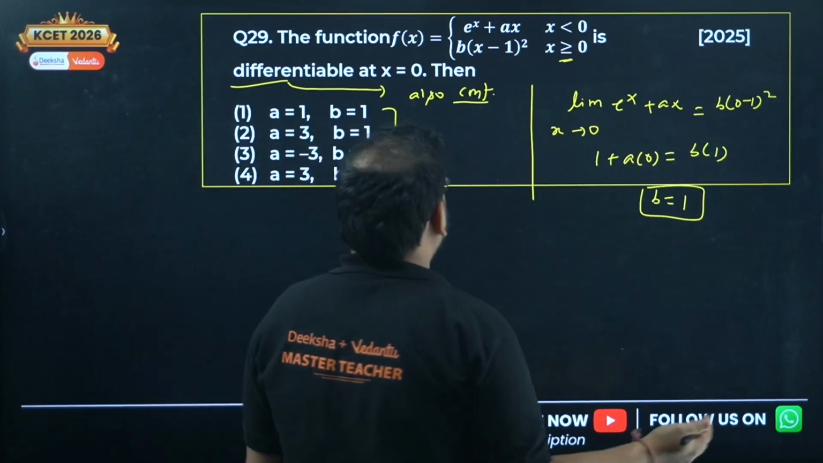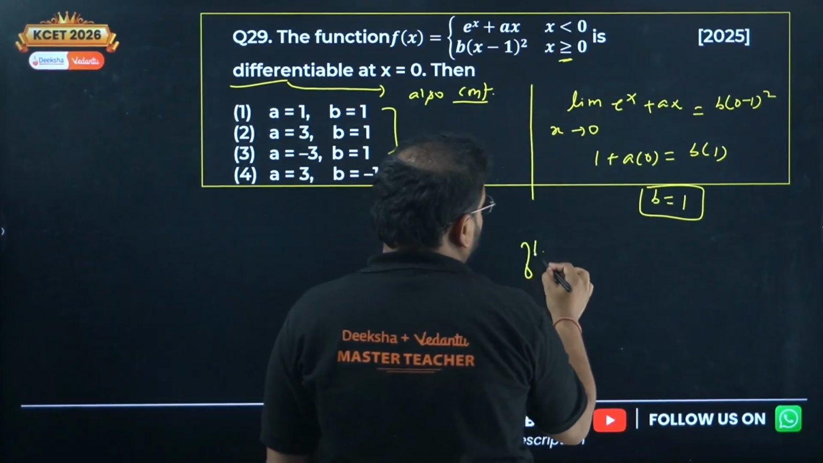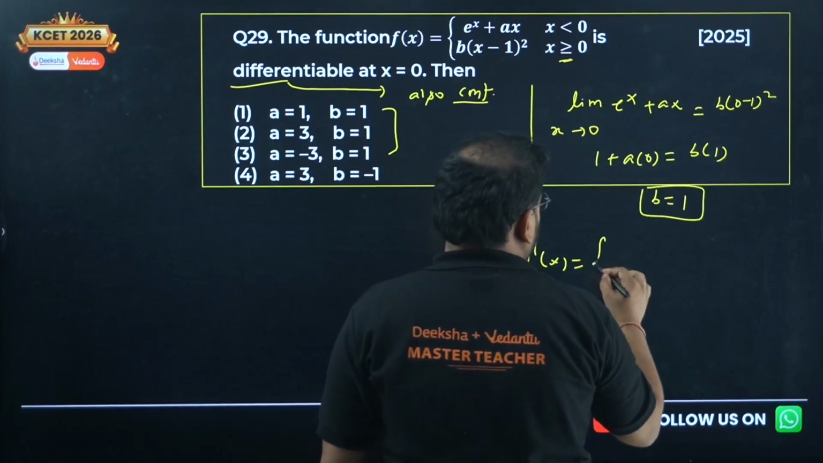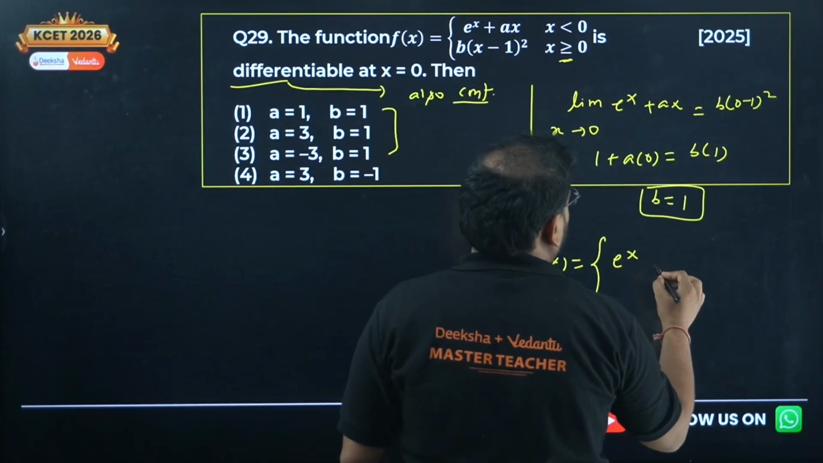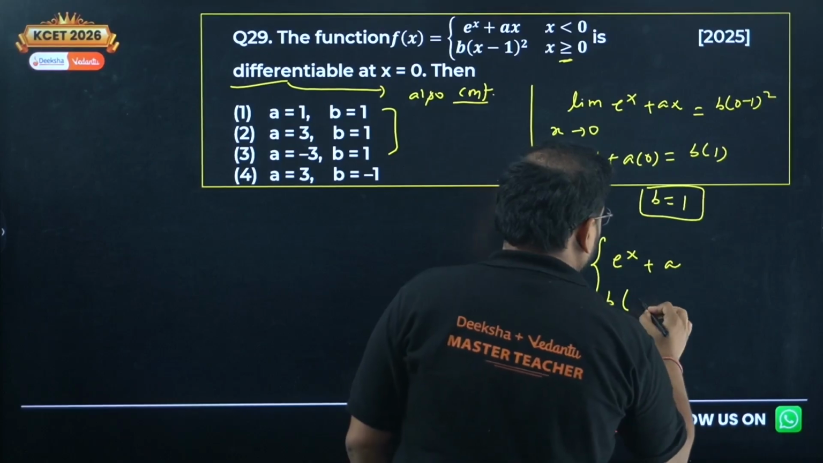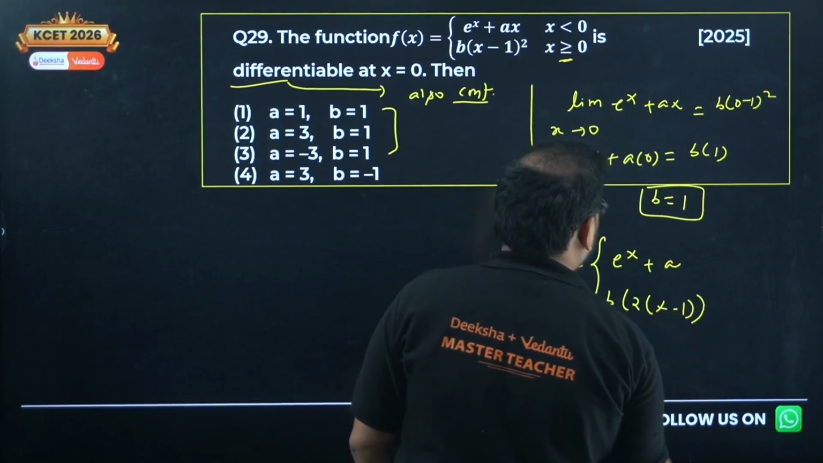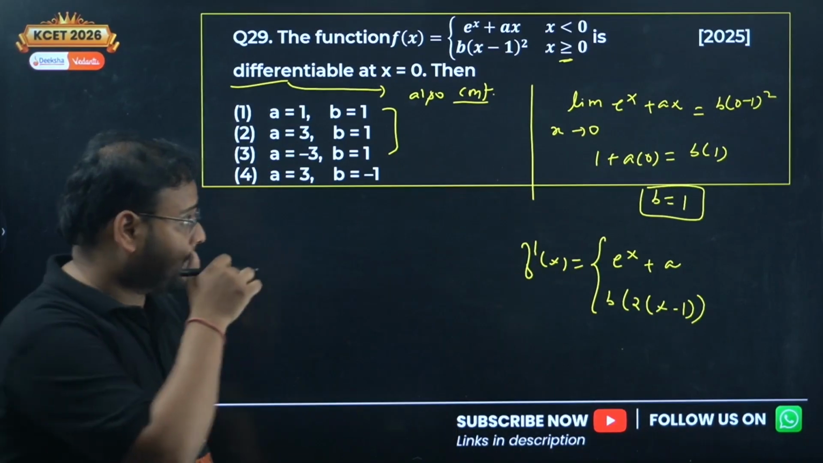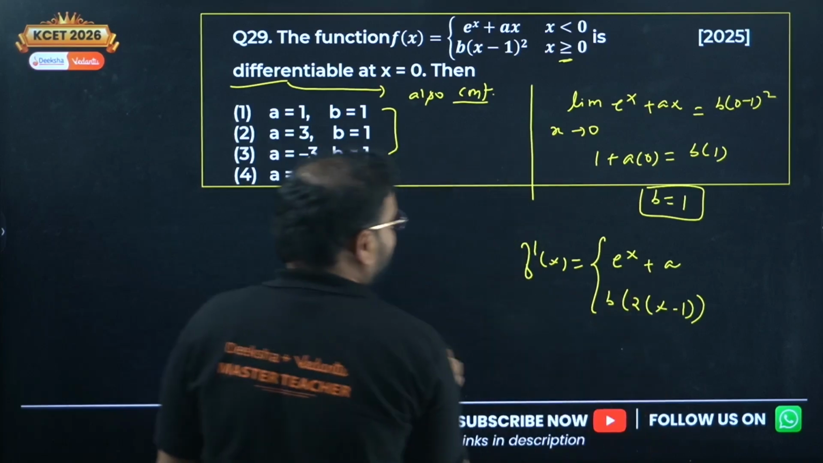Let's find the differentiation now. To get the differentiation, we have to apply f dash of x. You'll get over here e^x as it is. Over here you'll have just plus a. Here you'll have b as it is, 2 times (x − 1). Okay. Now find the LHD.